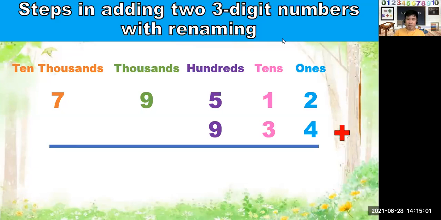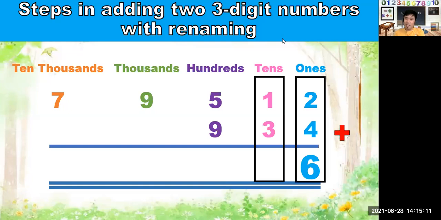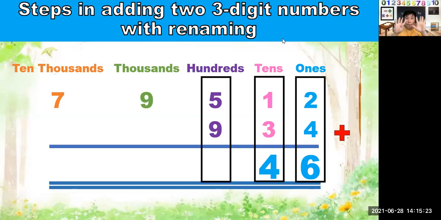Now we will start in the ones place. 2 plus 4, easy, it's 6. 1 plus 3, it's very easy, it's 4. 5 plus 9. Now here, the sum, or let's say the answer, is more than 9, right? So what shall we do here? 9 plus 5, oh, why is it 13? This must be 14.